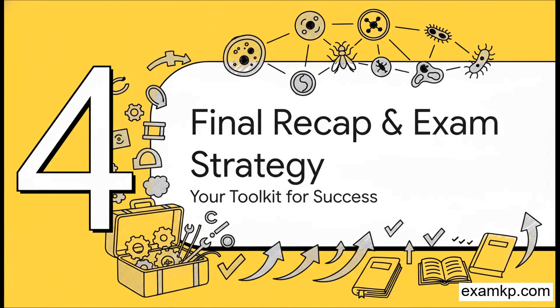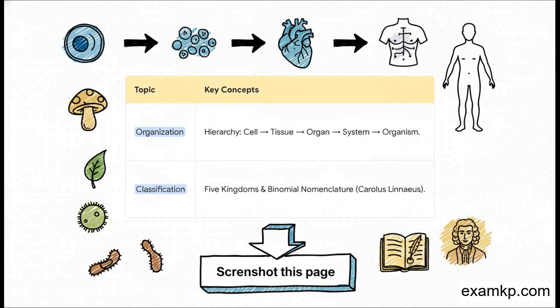Fantastic work, everyone. We've gone through the concepts, we've tackled real past questions. Now let's just put it all together into a powerful toolkit that will give you all the confidence you need on exam day. And here you have it, pretty much the entire lesson on one slide. For levels of organization, you need to know the hierarchy and the key examples. For classification, you need the 5 kingdoms and Carolus Linnaeus. Go ahead, screenshot this page right now. It's perfect for that last-minute revision.